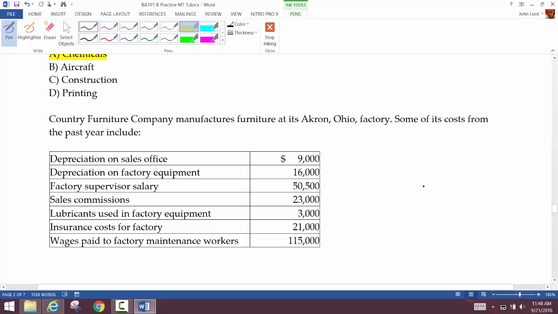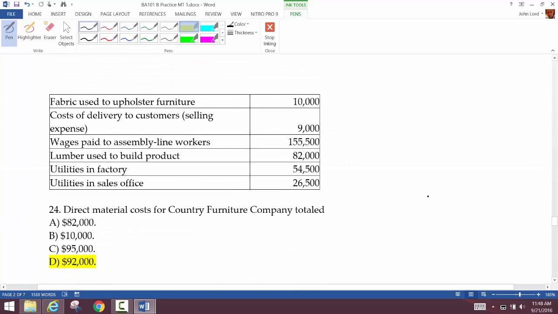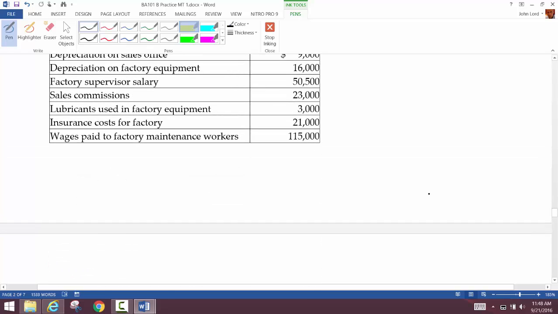How about the depreciation on sales office staff? Is that materials? How about depreciation on the factory equipment? Is that materials? How about factory supervisor salary? Is that materials? How about sales commission? Is that materials? How about lube used in factory equipment? It's a material, but it's not a direct material, so I'm not going to pick that one up, right? I'm looking for direct materials here, right? Lube is indirect.